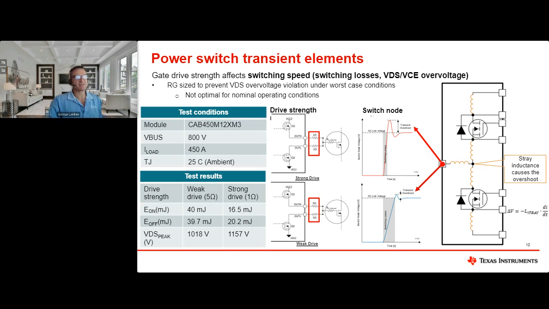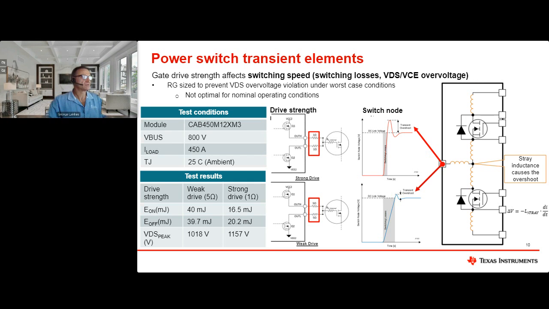And the overshoot is basically the result of stray inductance in the PCB that causes overshoot. No matter how much you optimize your PCB design, you will always get some. But this is how essentially you would affect the power switch transient and slew rate when you use strong or weak gate drive strength, and the results speak for themselves.